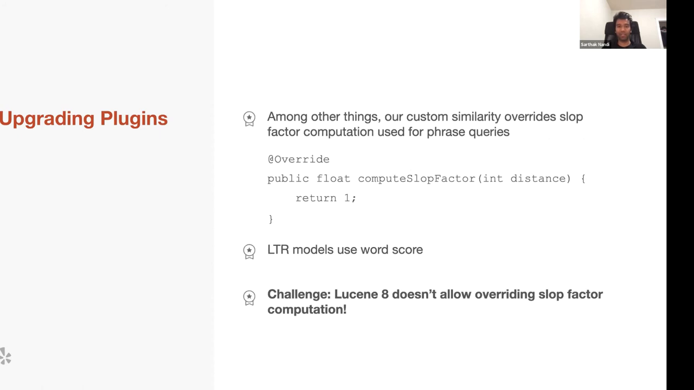Now, among other things, our custom similarity was overriding the slope factor computation. We were setting it to 1. Now, I just explained how the slope factor is used to get more relevant documents for phrase queries. So it might seem counterintuitive that we are overriding this to 1. But it worked for us because our phrase queries use less number of terms in most cases, and also because we didn't have that many phrase queries. So now it becomes a problem for us because learning to rank models that we have, they use the word score as well. And these word scores now change because of the change in the slope factor. So what to do now?